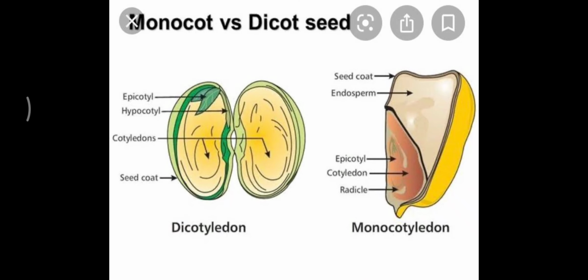Now we will see the structure of dicot and monocot seed. The seeds are classified as monocot or dicot on the basis of number of cotyledons present in them. If one cotyledon is there, then it is a monocot seed, and if two cotyledons are there, then it is known as the dicot seed. So this is the dicot and the monocot seed structure given.